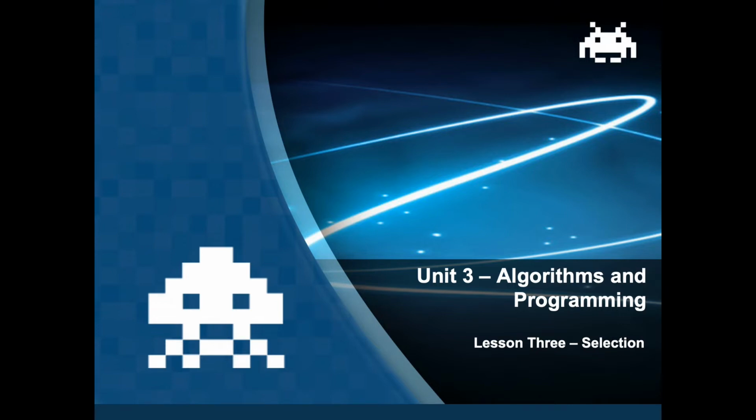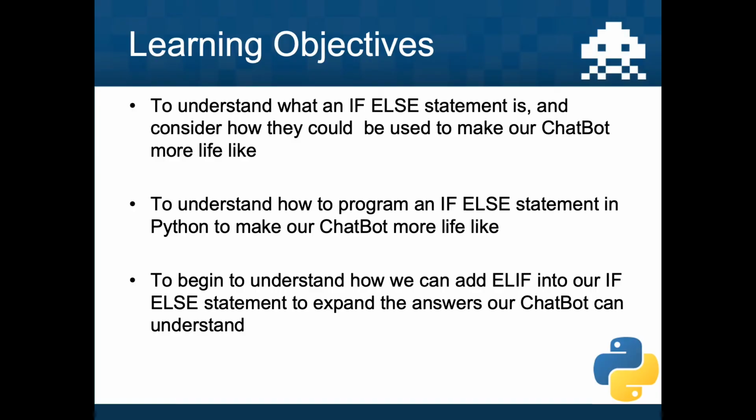So as I said, this is the third lesson in the Algorithms and Programming or Introduction to Python unit of work. This is lesson 3, and within this lesson we're going to be looking at selection. We're going to understand what an if-else statement is and consider how they might be useful to make our chatbot more lifelike. We're going to understand how to program those within Python, and then we're going to understand how to add an elif part to our code to expand our code up so we can use more complex answers. Now, don't worry at the moment if those things don't make too much sense. Hopefully by the end of the lesson they will.